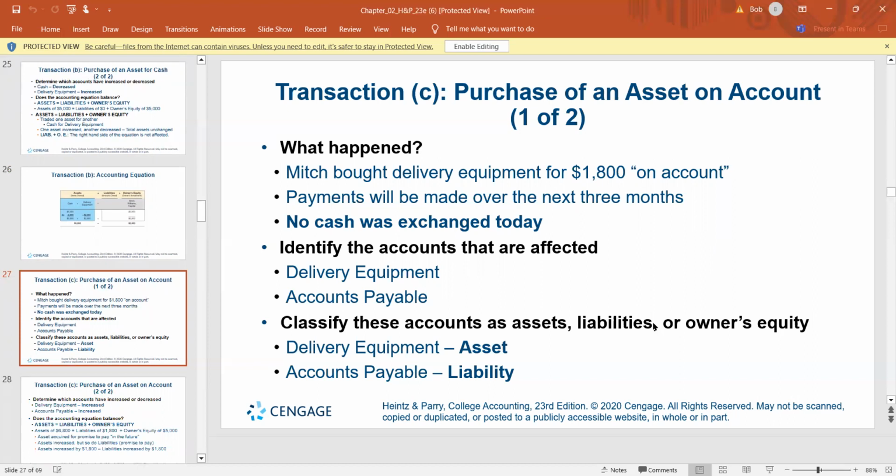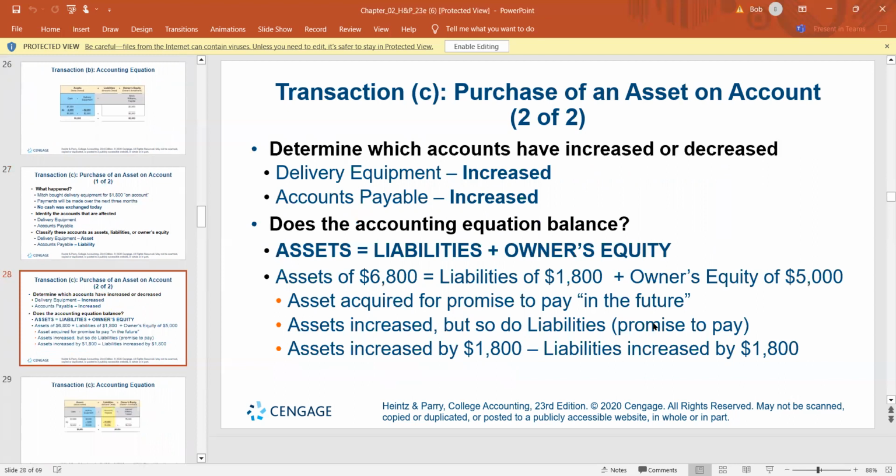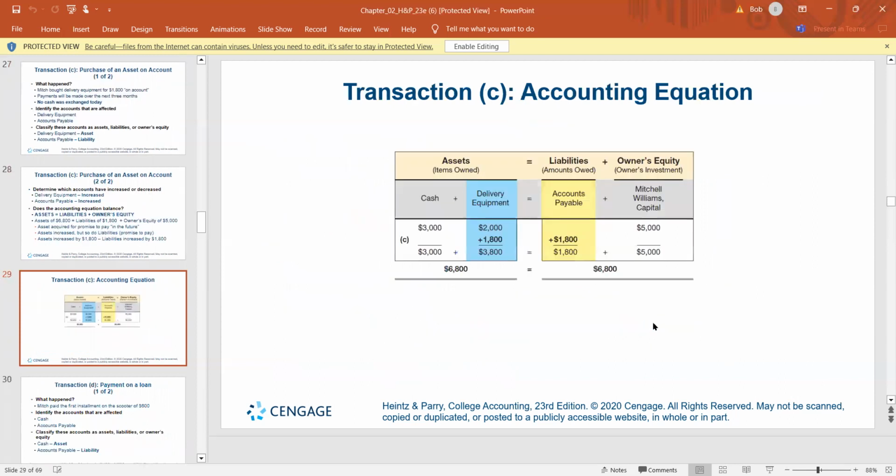So what are the accounts that are affected? Delivery equipment is going to go up again, and accounts payable goes up again. Take a good peek here. Cash still $3,000. Now he has $3,800 worth of equipment, but he has a liability now of $1,800. He has to pay that later. So $6,800 in assets minus $1,800 in liabilities comes to $5,000. We are in balance, okay?